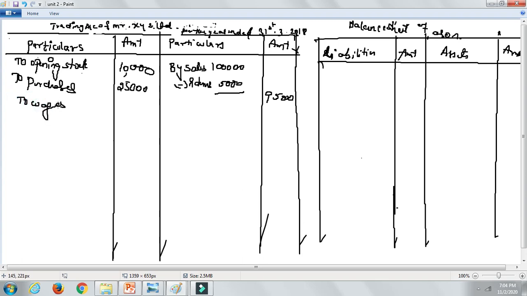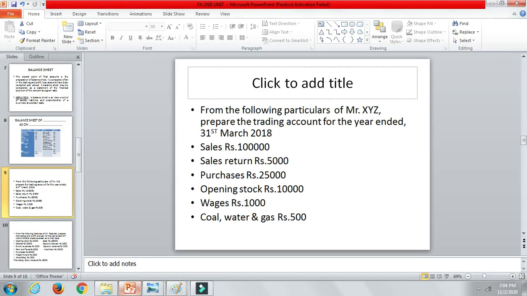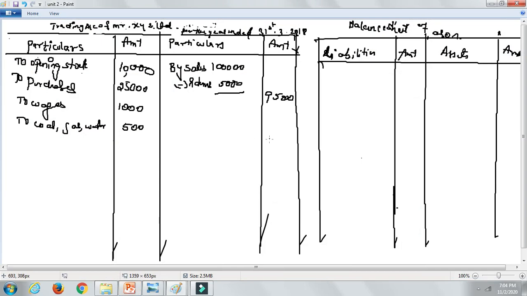To wages, 1,000 rupees. To coal, gas, water, 500 rupees. Both the things are over. We have taken all the items, so we can close down the account now. So on both the sides, we need not do a balance sheet.